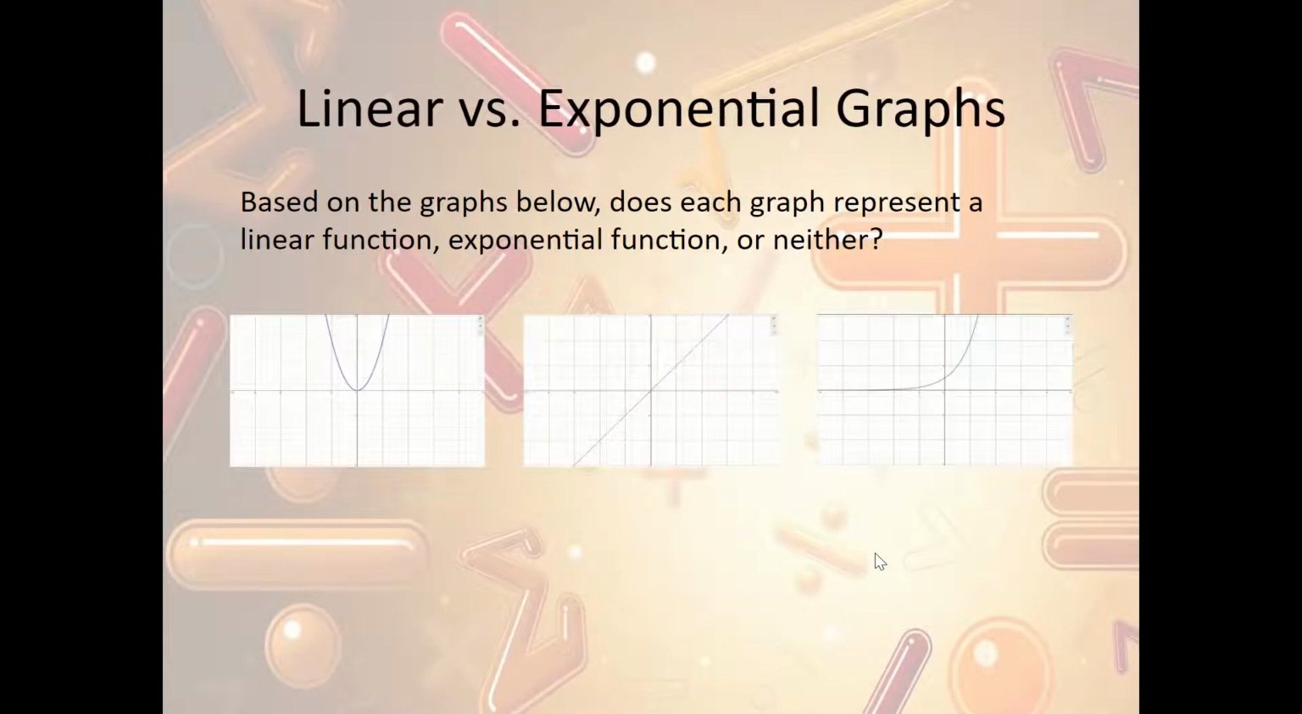Now we have our graphs. We're supposed to determine whether it's linear, exponential, or neither. Well, this first one does have a curve, but it curves in both directions, which we know exponentials only curve in one direction, so therefore this is neither linear nor exponential. Then this one we have a straight line. Well, we know a straight line forms a linear function, so that one is linear. This one has a single curve, so that one is exponential.